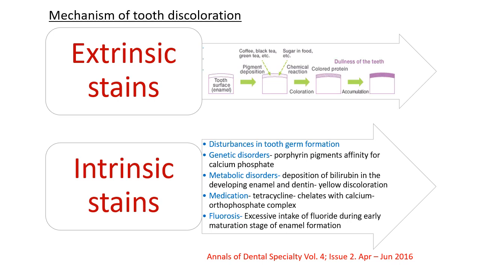So if you look at an extrinsic stain, on the tooth surface, that is on the enamel, there's a pigment deposition which can be caused mainly due to, like I mentioned, coffee, black tea, green tea, etc. A chemical reaction occurs which results in the formation of a colored protein which accumulates over a period of time, and that causes the dullness of the tooth or a change in color.